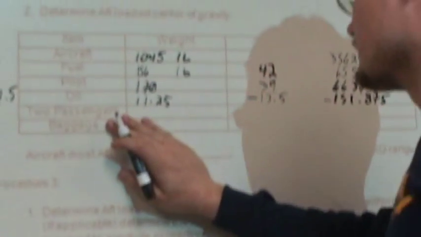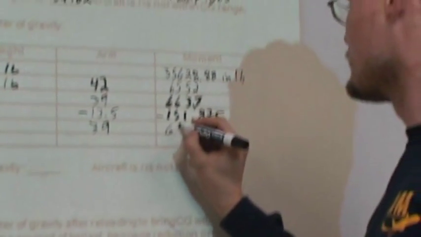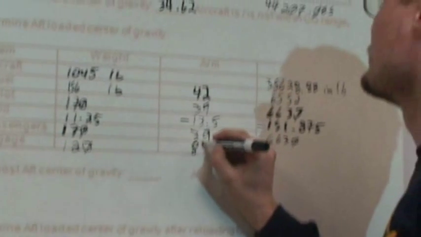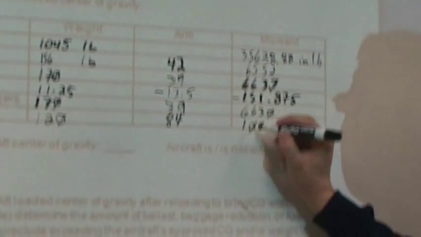Alright. Now, this plane only carries 1 passenger, so we're only going to put 1 passenger in at 170 pounds. He's also located right next to the pilot, so that will give us a 6630. And the baggage, the maximum baggage you can carry is 120, correct? Yes. Located at 84, and with the moment of 10080.